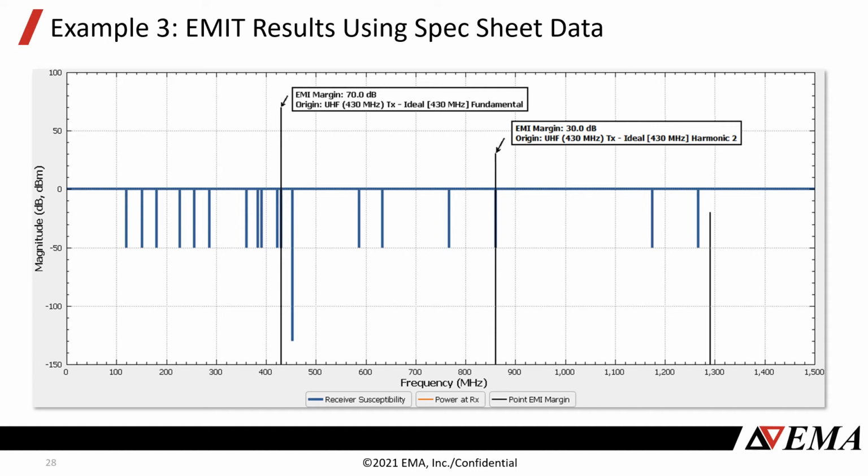Okay, the first interference problem is due to the fundamental operating at 430 megahertz, falling in a mixer product of the receiver. But we also predict an interference problem due to the second harmonic of the transmitter at 860 megahertz, falling in another mixer product. So if all we had was this specification sheet data, we would say, well, we have two interference problems that we need to mitigate.